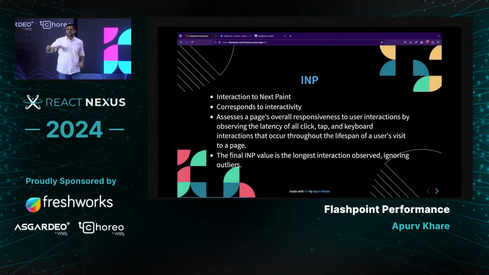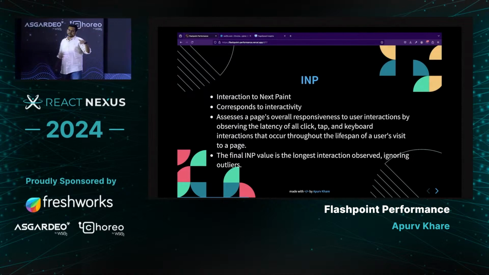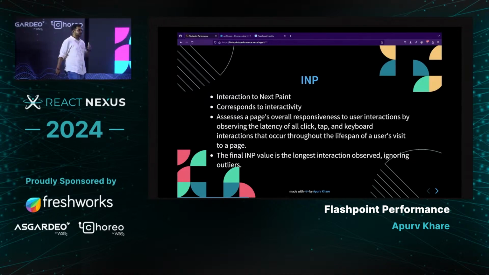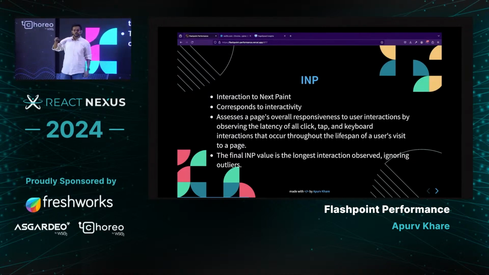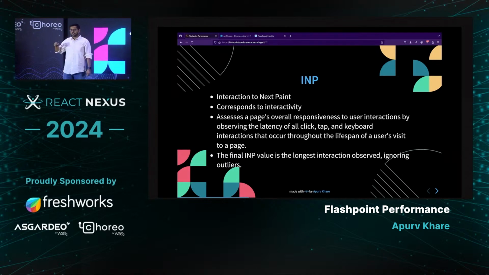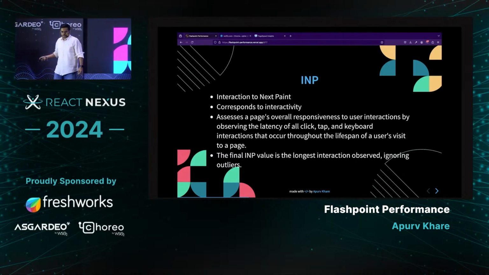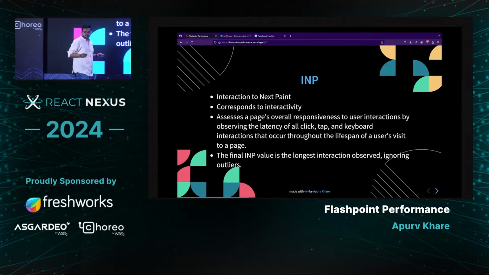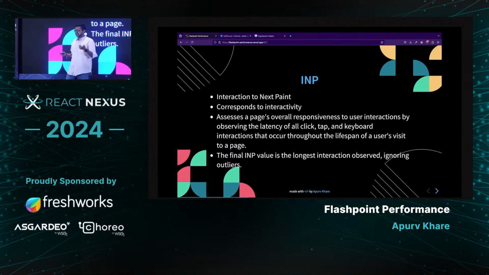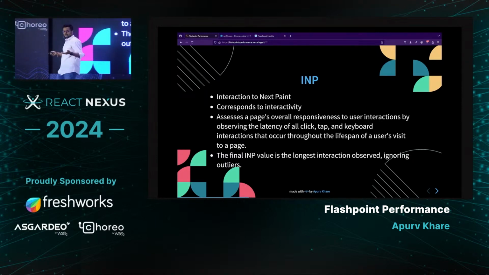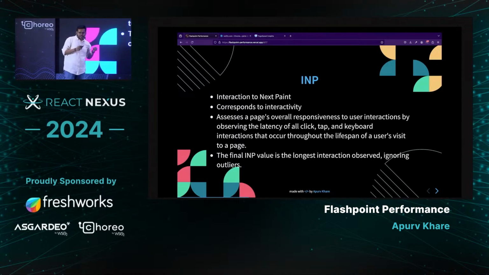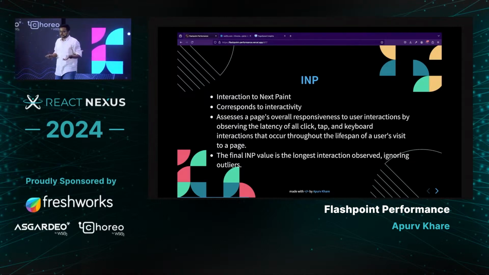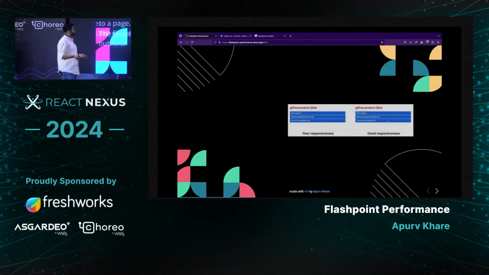The next one is INP. This was recently introduced, and it replaces FID. Now let's first talk about INP. It is Interaction to Next Paint. It corresponds to interactivity. Okay. It assesses a page's overall responsiveness to user interactions like click, touch, keyboard, and the final INP value is the longest, barring the outliers. Okay, so again, let's understand from the diagram.